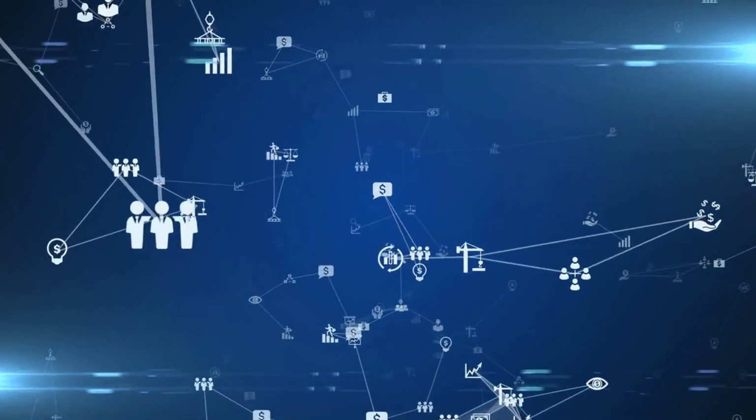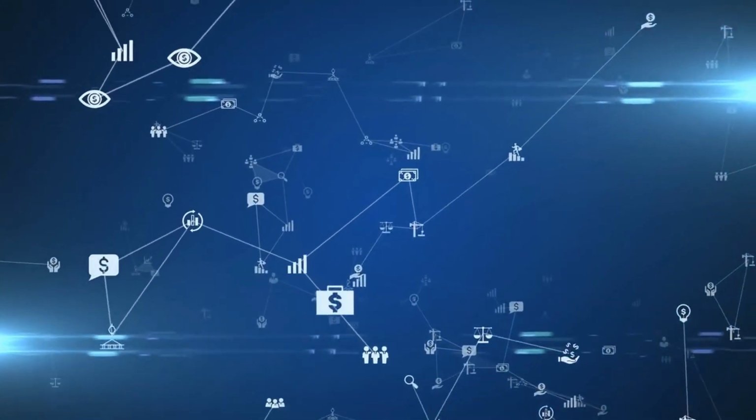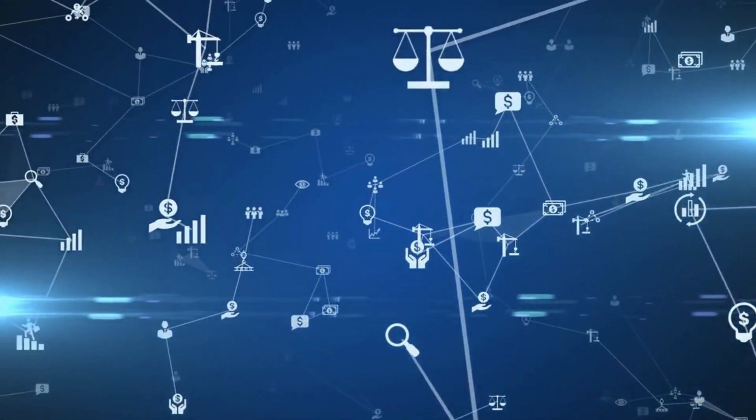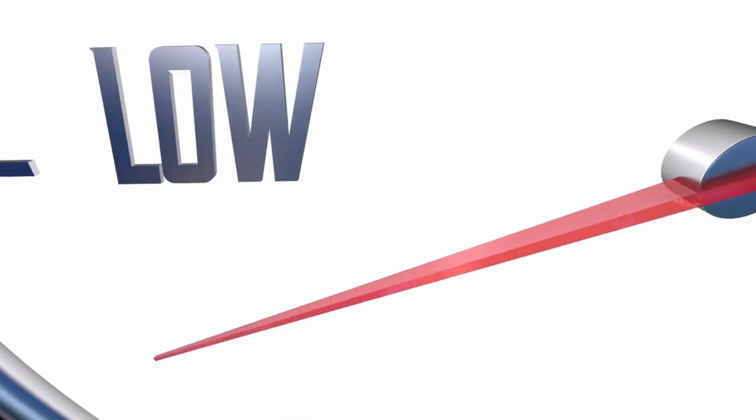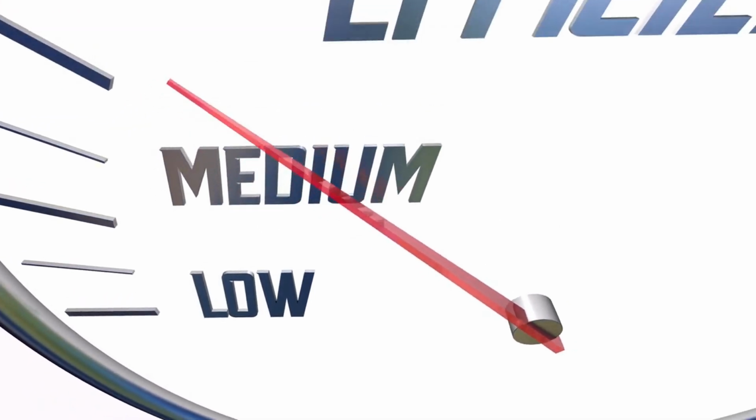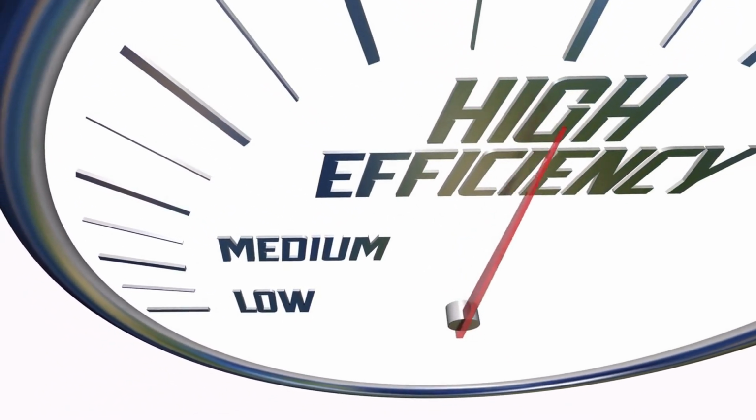The key features of blockchain include: Decentralization. As mentioned, blockchain operates on a decentralized network, where all participants have equal authority and responsibility. This eliminates the need for intermediaries and increases security, trust, and efficiency.